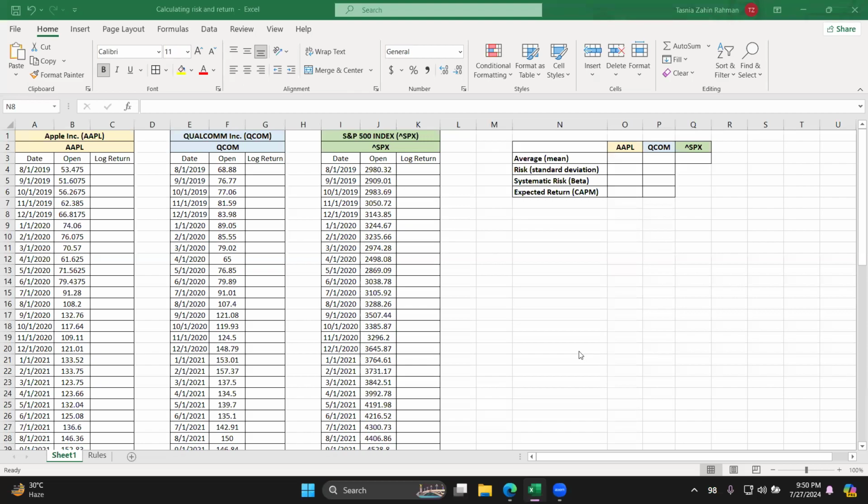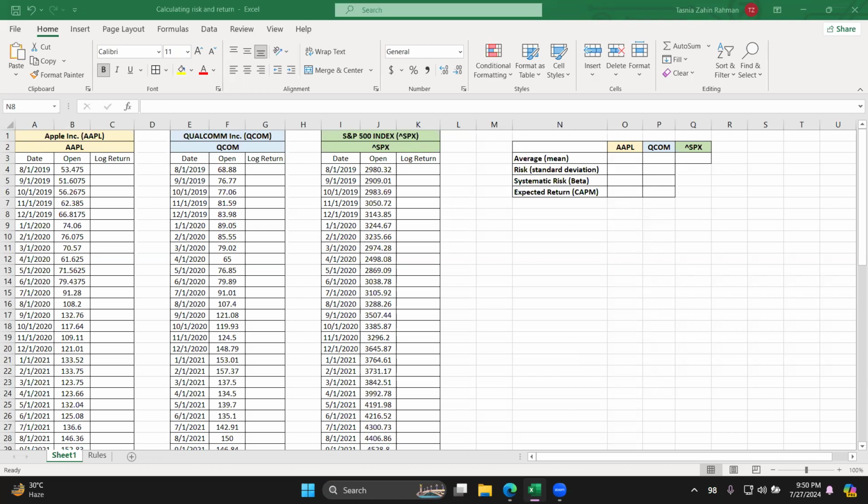I'm going to show you how to assess the risk level of stocks, how to measure a stock's sensitivity to market movements, and how to estimate the expected return on a stock. If you are an investor or a portfolio manager, these will help you to make informed decisions about which stocks to include in your portfolio.